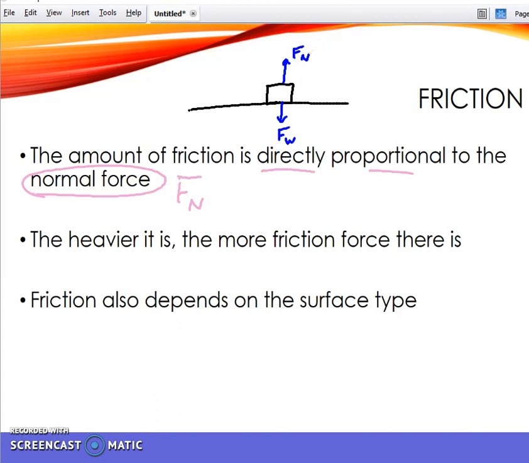Now, if I add a downward force or downward push, the weight's not going to change, but the normal force will have to increase to make up for the added downward push. All right?